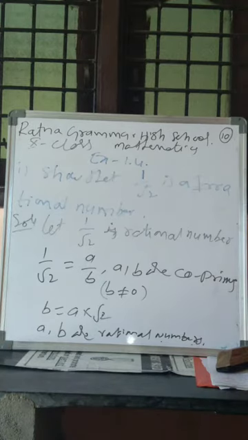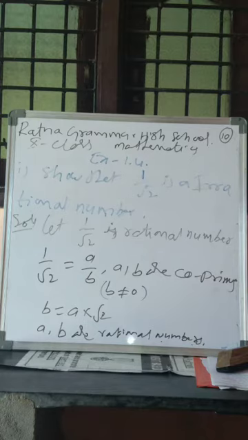Exercise 1.4: show that 1 by root 2 is an irrational number. What is given? 1 by root 2. Here, let 1 by root 2 be a rational number. Let means we assume 1 by root 2 is a rational number. 1 by root 2 is equal to a by b, a, b are co-primes, b not equal to 0.